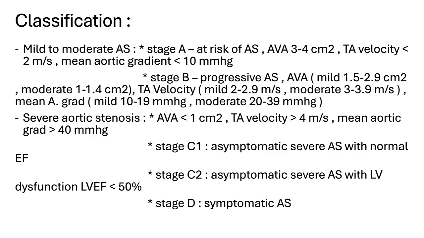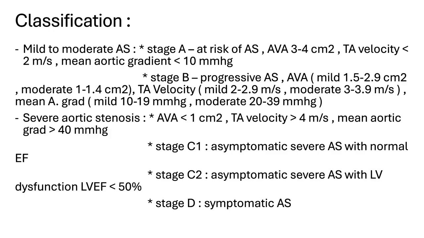Transaortic velocity, if it's between 2 and 2.9, it's mild. If it's between 3 and 3.9, it's moderate. While for the gradients, between 10 and approximately 20, let's just say, it's mild. If it's between 20 and 39, it's moderate.